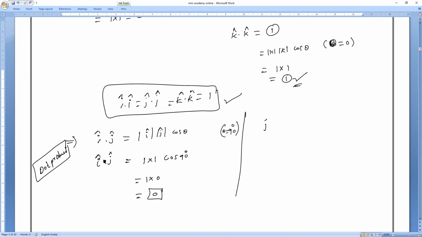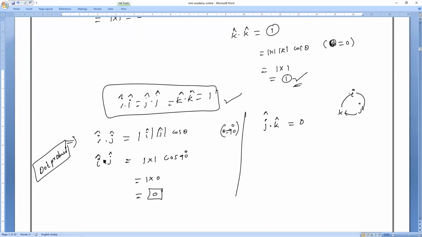Same way, J cap dot K cap, which is equal to also 0. See, I, J, K. So I to J, J to K. Now what will come here?